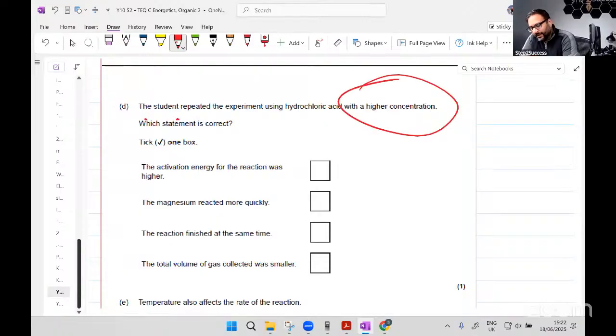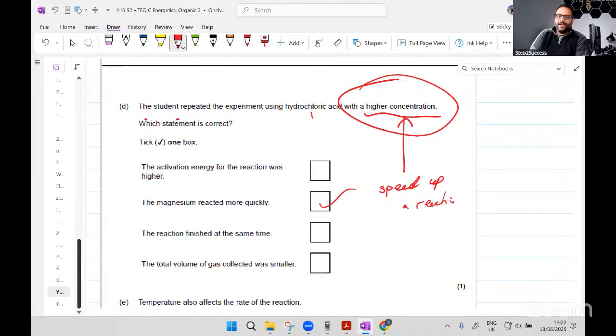And then what we're doing is we're doing the same experiment again, but with a higher concentration of the acid. Now, again, what a concentration does is a higher concentration speeds up a reaction. It makes it go faster. So let's see which of these options it is. If you do it with a hydrochloric acid with a higher concentration, then the magnesium will react more quickly. That has to be the answer.